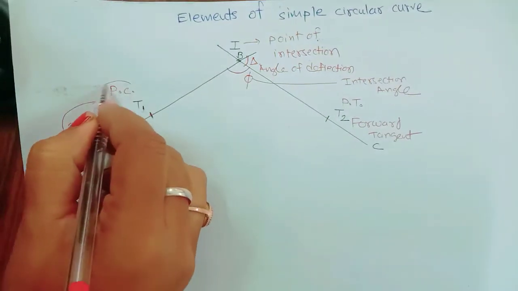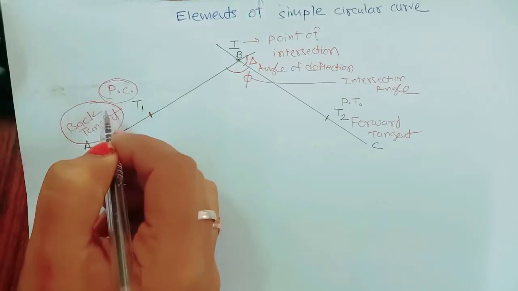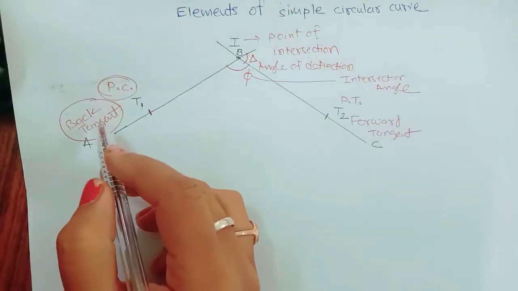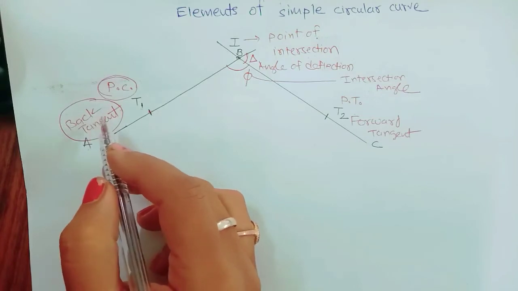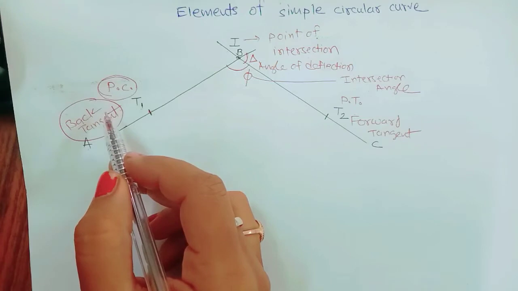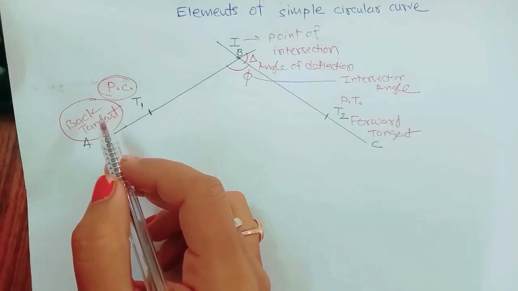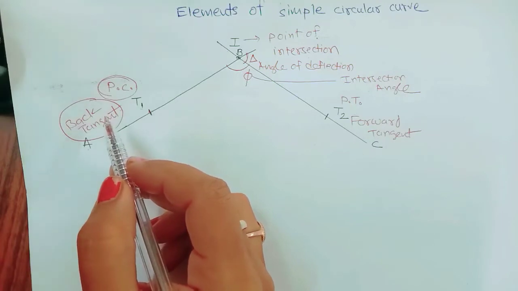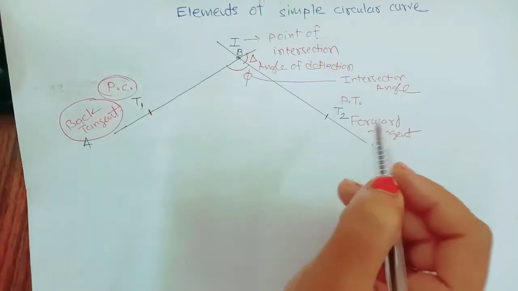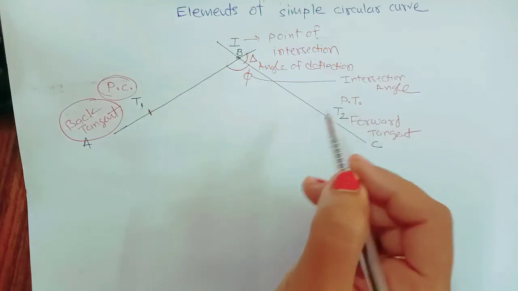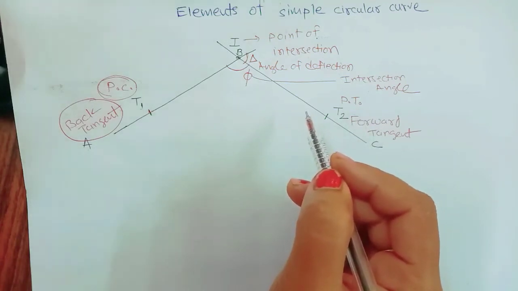Now we have to define PC. So what is PC? That is a point of curvature. Okay, so it is the point on the back tangent at the beginning of the curve where the alignment changes from a tangent to curve, and also known as a point of curve. Okay, point of curvature, if you don't want to say that, it is also known as a point of curve. And PT means point of tangency. So it is the point on the forward tangent at the end of the curve where the alignment changes from a curve to the tangent.